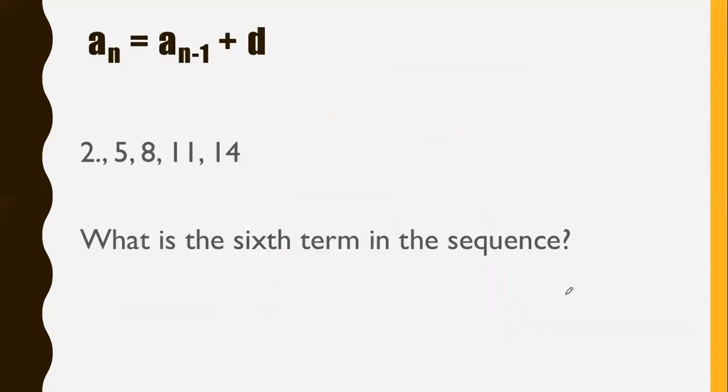So let's look at this sequence: 2, 5, 8, 11, 14. What is the sixth term in the sequence? I don't want you to actually tell me the sixth term. What I want you to do is write what the equation would look like, using AN equals AN minus 1 plus D. Everyone figure out A, what the common difference is, and B, what the equation would look like. Again, I just want you to write the equation.